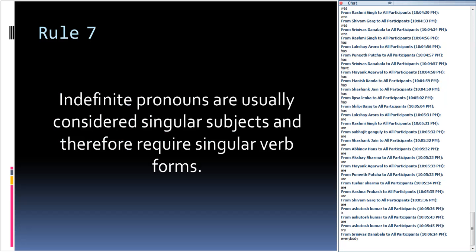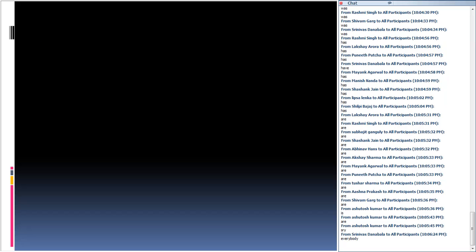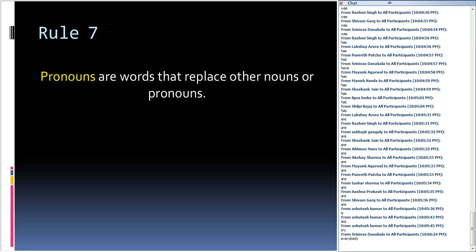Okay. Now what do we know? We know that pronouns are those words that replace other nouns or pronouns. Instead of saying Rahul, Sumit, I say he, him. So these words are pronouns. However, when I use words like he and him, you know exactly who you're talking about.